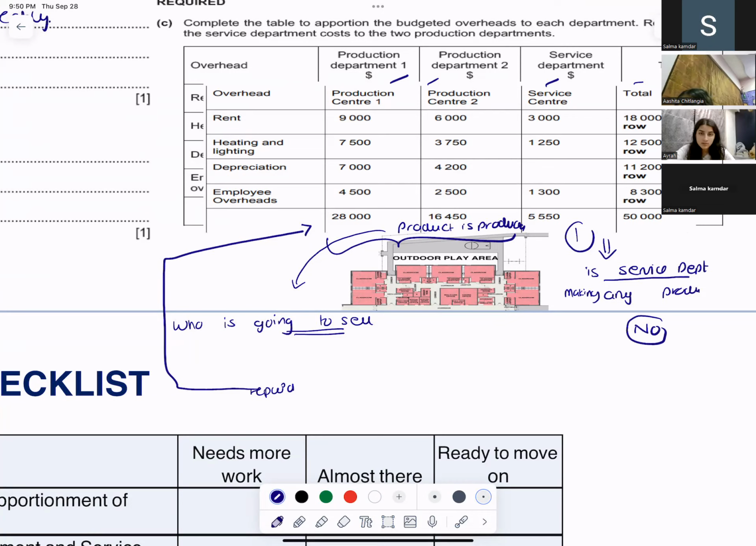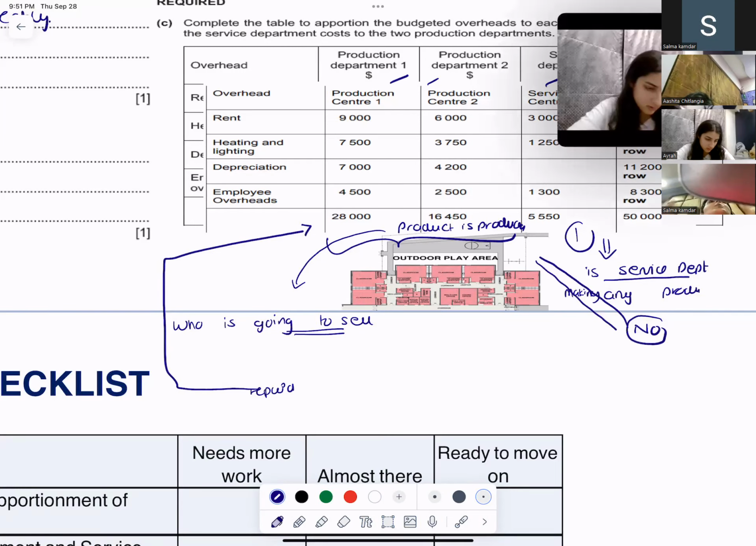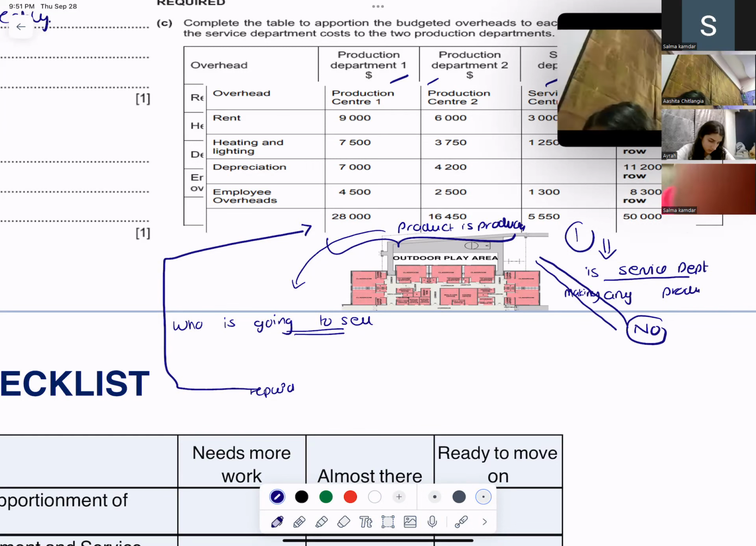The service department helps, like assembly, painting. They're not directly related to the production of the product, but they only help the production department to produce the goods and services. Now the service department is not making any product. They are only helping the production department to make and sell the goods and services. Am I correct? So that means their expenses.